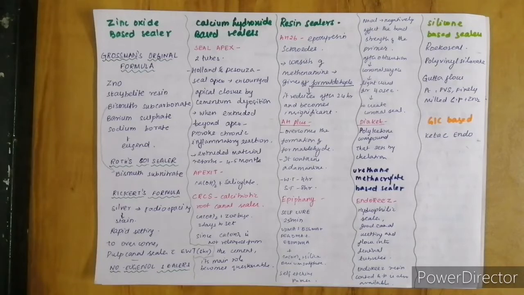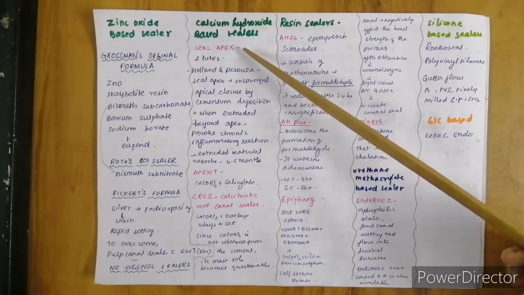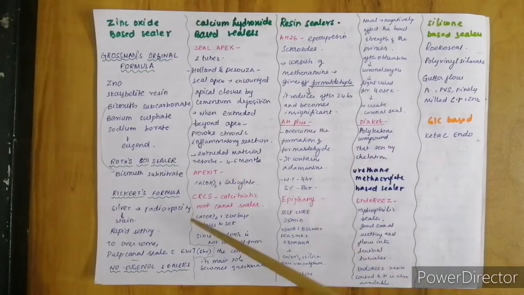Now let us discuss the calcium hydroxide based sealers. We are going to discuss Seal Apex, Apexit, CRCS, the calcibiotic root canal sealer. Seal Apex is usually given in two tubes. Holland and De Souza studied Seal Apex and found that Seal Apex encouraged apical closure by cementum deposition, which is a point of advantage.